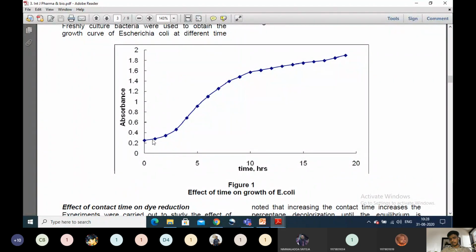Here we have neglected the lag phase. If you look at this Escherichia coli, up to 20 hours it is still in the exponential growth phase or log phase. It is not coming to the stationary phase. In our experiment, for nearly 18 hours, this bacteria could not reach a stationary phase or a death phase. So the lifetime of this Escherichia coli bacteria is very high.